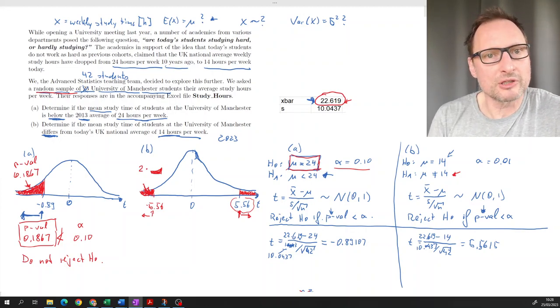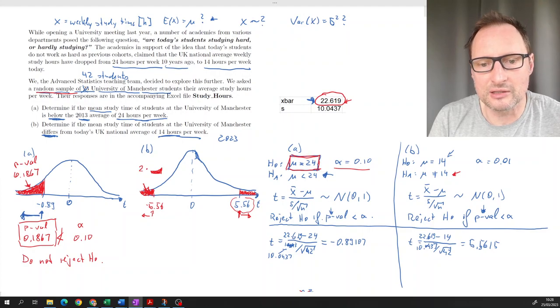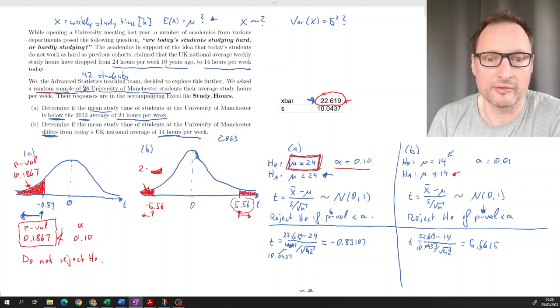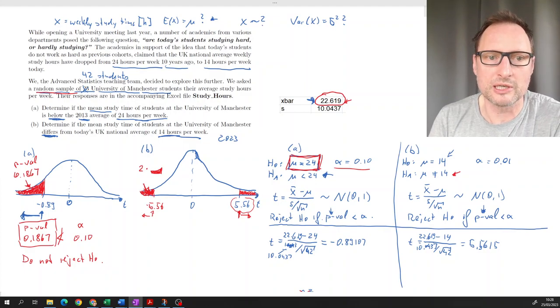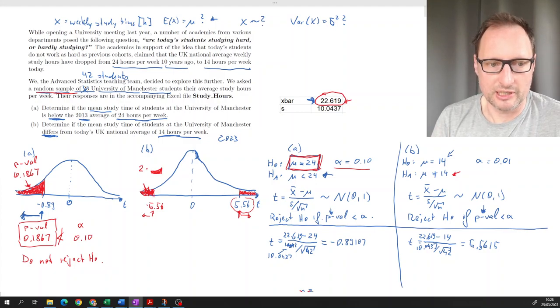And therefore, the evidence which we got is not very strong evidence against the null hypothesis that in the population, the students in Manchester actually do study on average 24 hours a week. So well done, you students. Good work. Keep up the good work. Okay. So we do not reject H0.